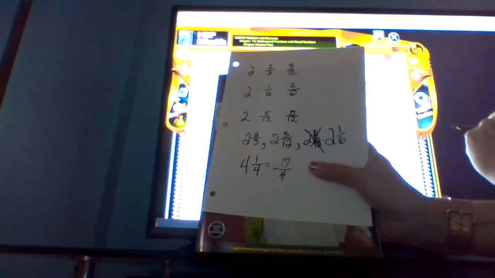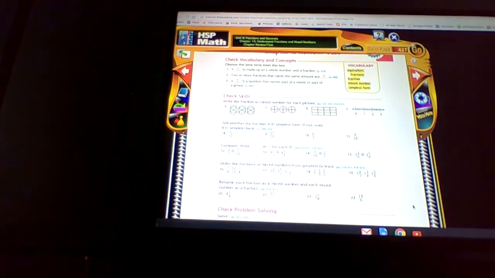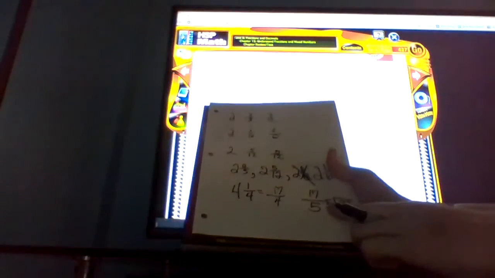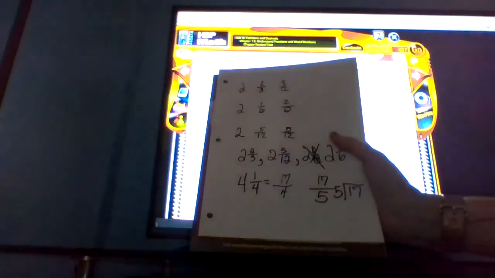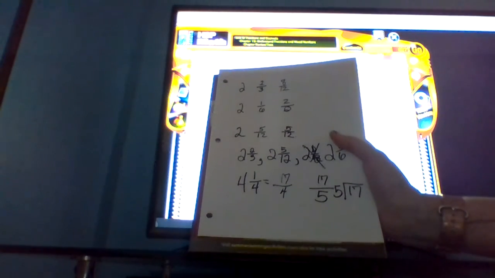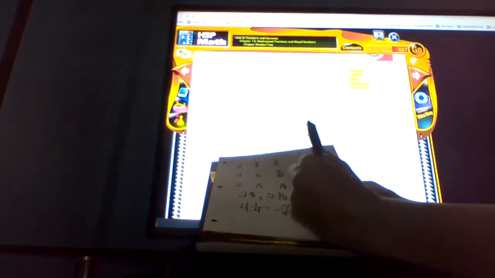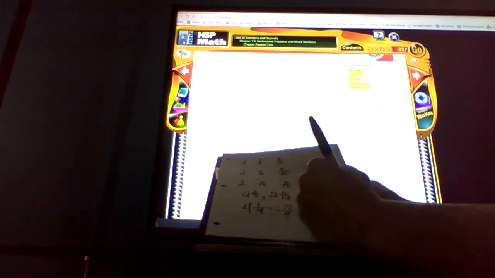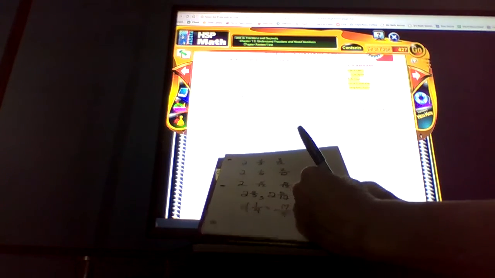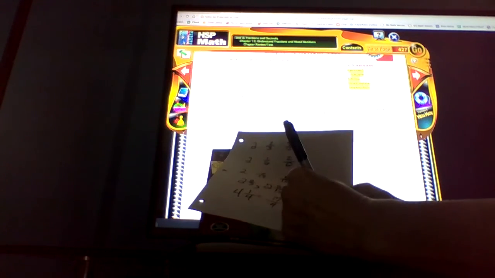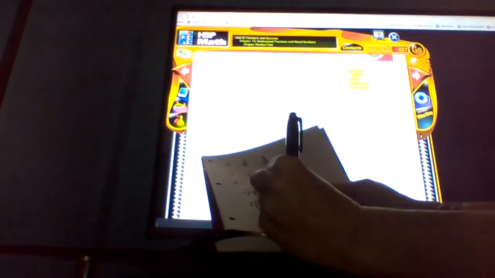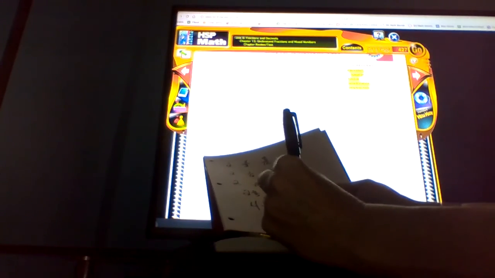Then the next one, oh, it's 17/5. That's when I take my numerator divided by my denominator. So how many times can 5 go into 17 without going over? Yeah, 3. 3 times 5 is 15. 17 minus 15 is 2. That becomes my numerator. I keep my denominator, so it's 3 2/5.